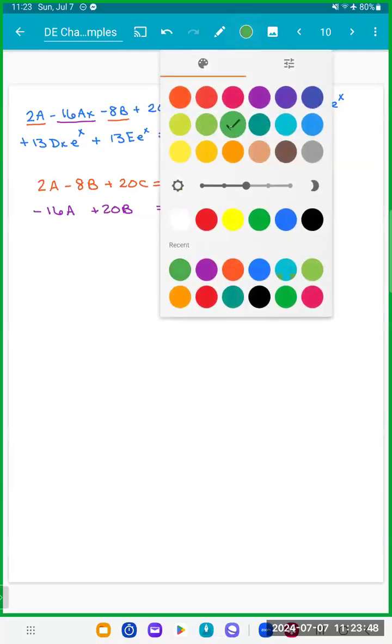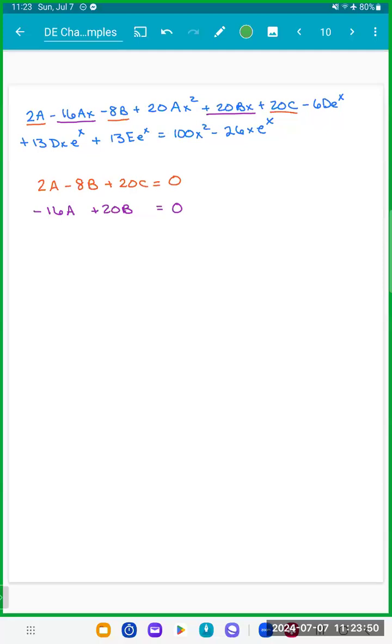Let's keep going. We have our next one. Let's look at the x squared. So we have an x squared here, and an x squared here. So we have 20a is equal to 100. Okay, because remember, we're just comparing coefficients, not the x and the e to the x.